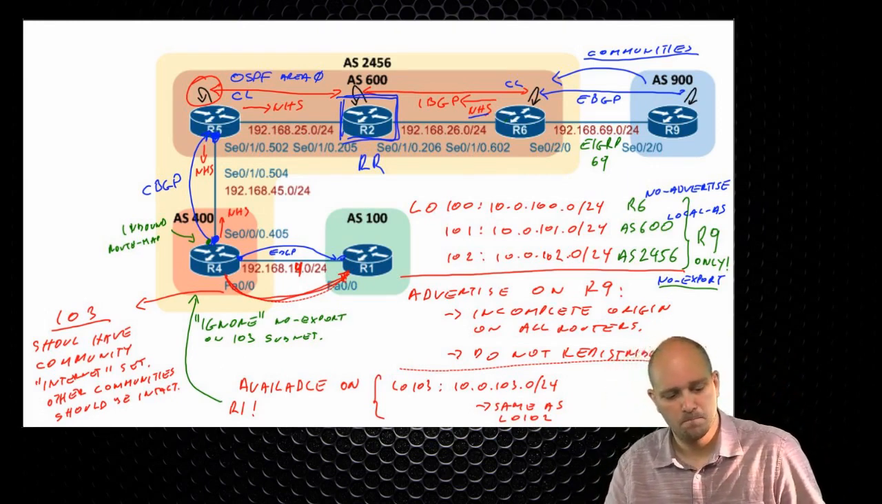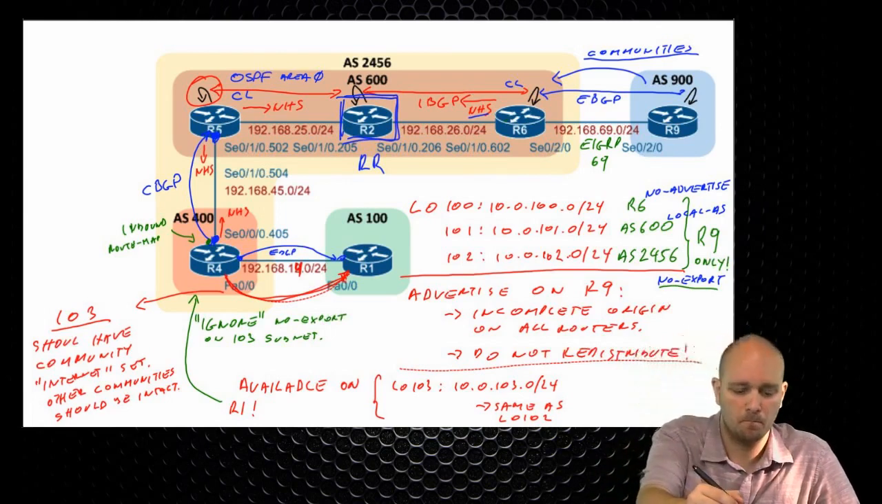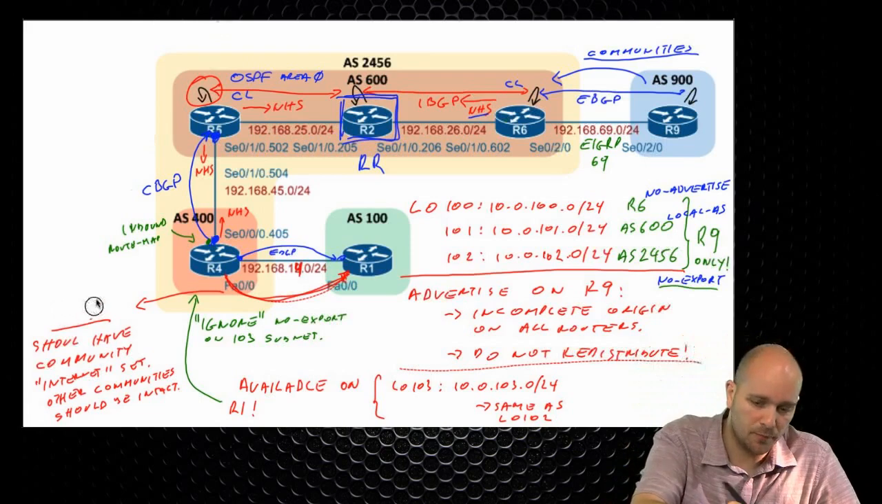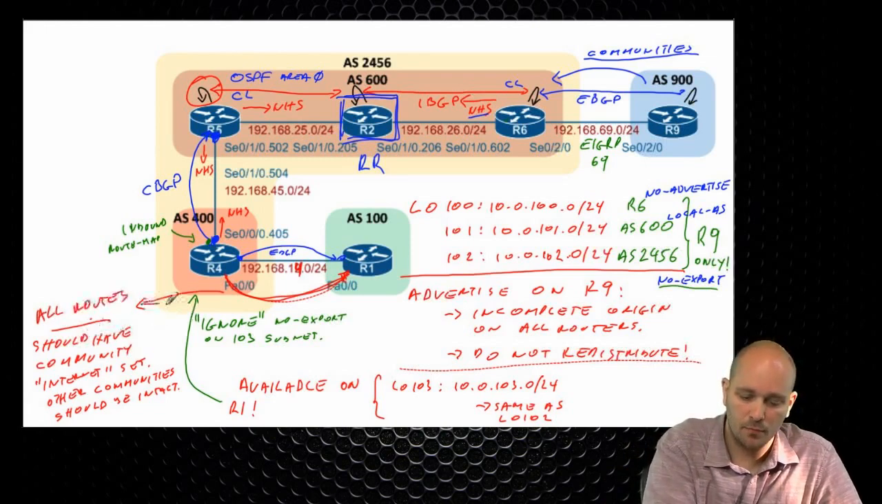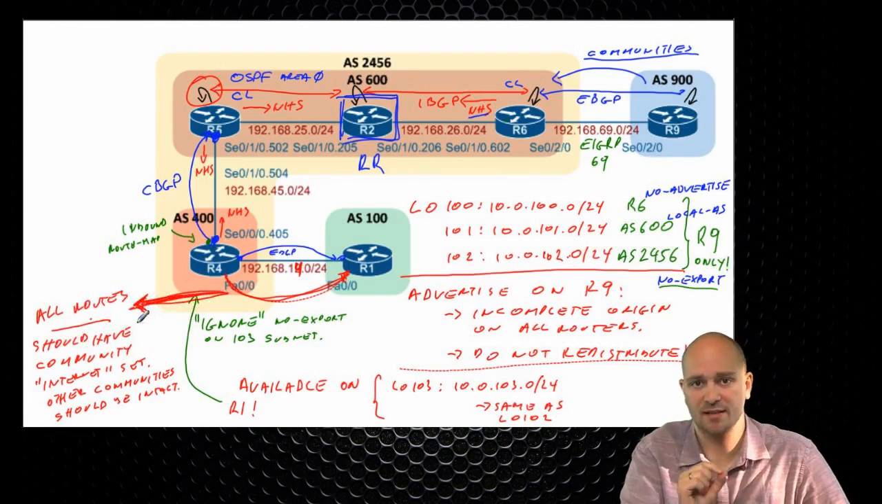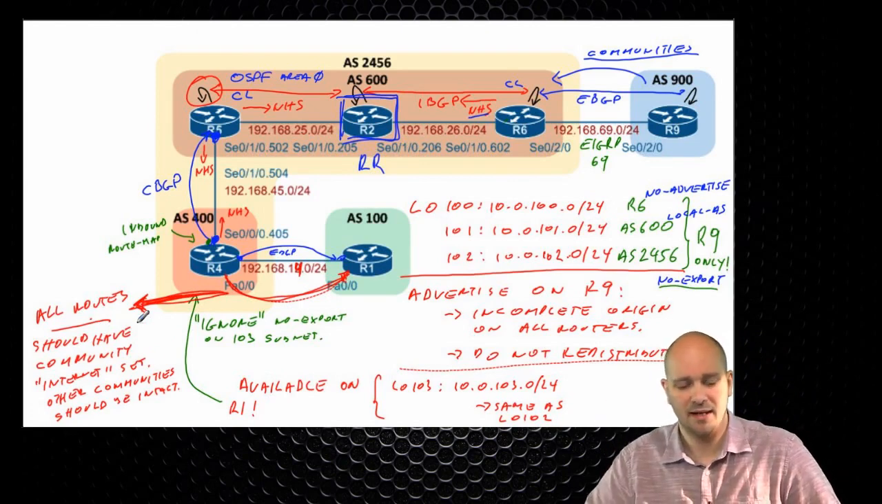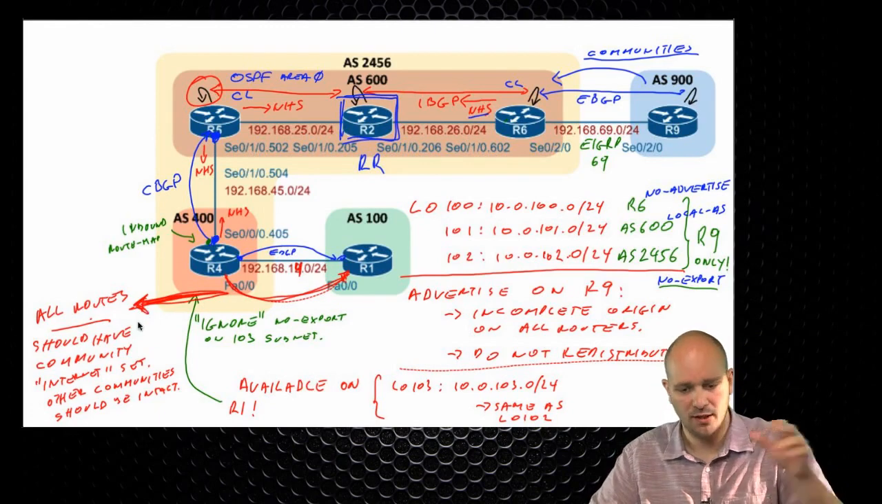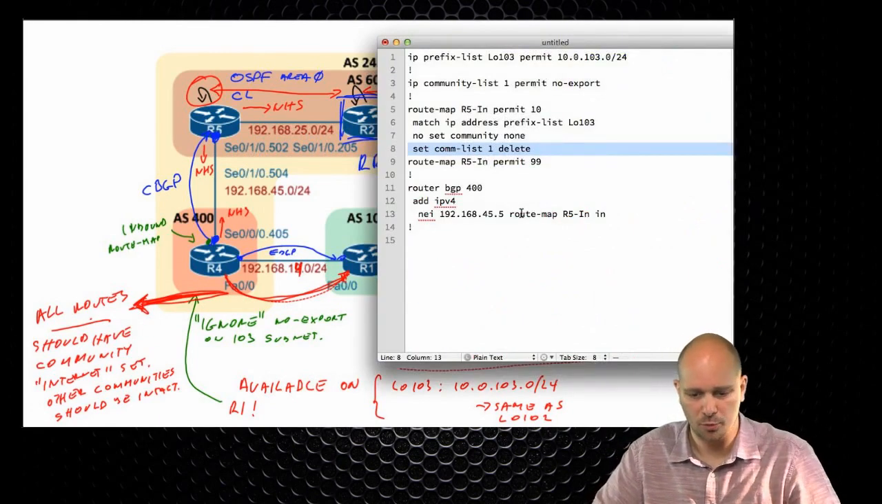Actually, let me put it this way. Actually, this will allow me to show you one more thing. All routes advertised from R4 to R1 should have community internet set. All other communities should be intact. Well, that should be easy. Let's go to R4. Actually, let's do the notepad first.